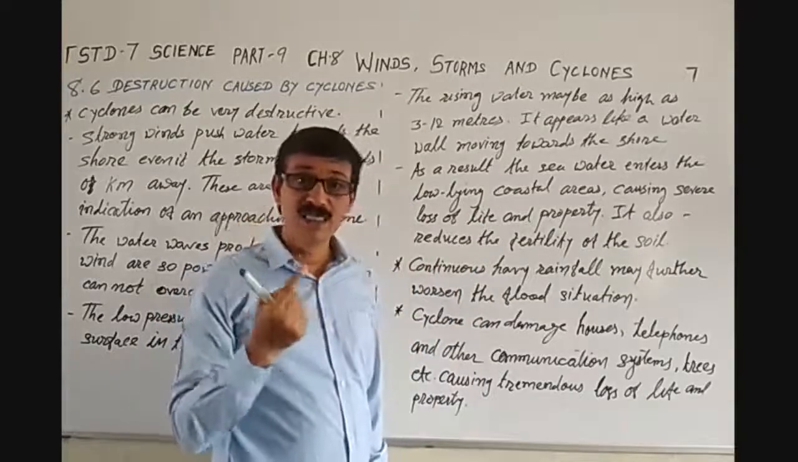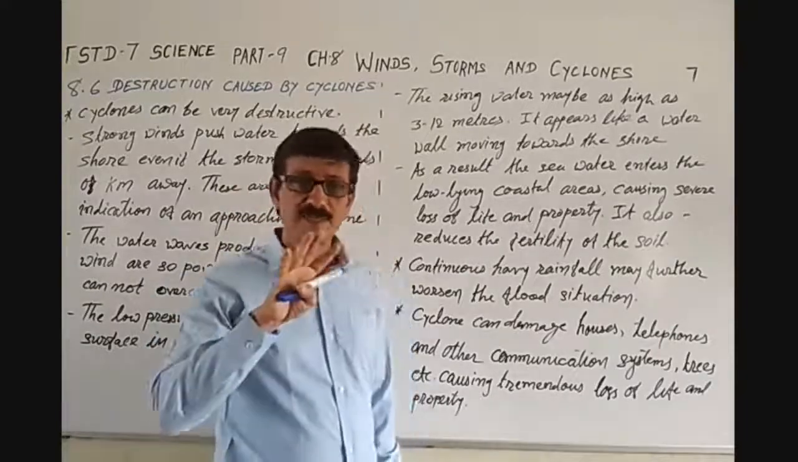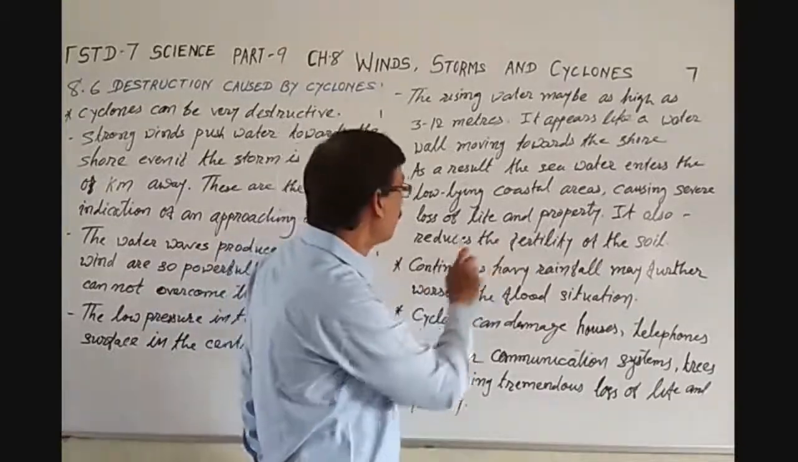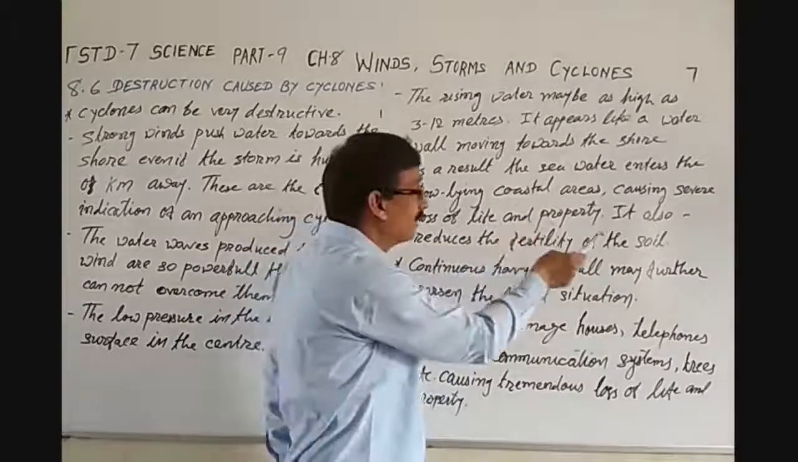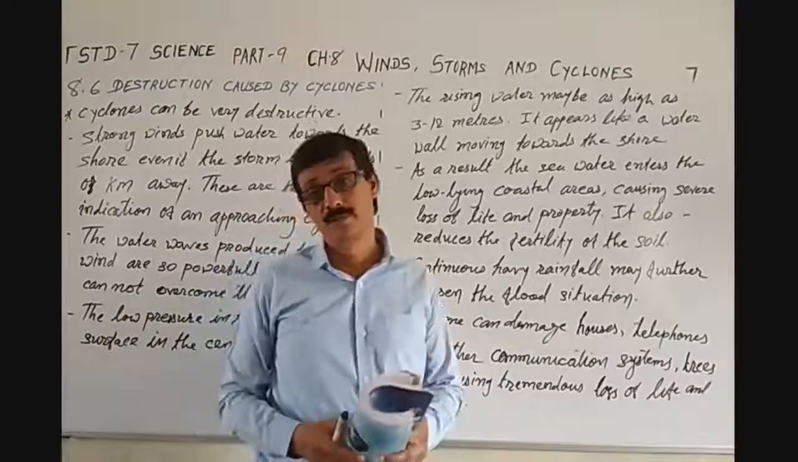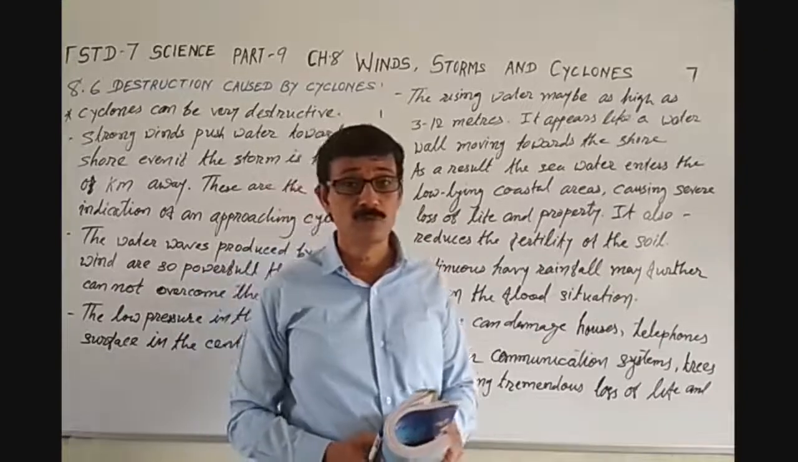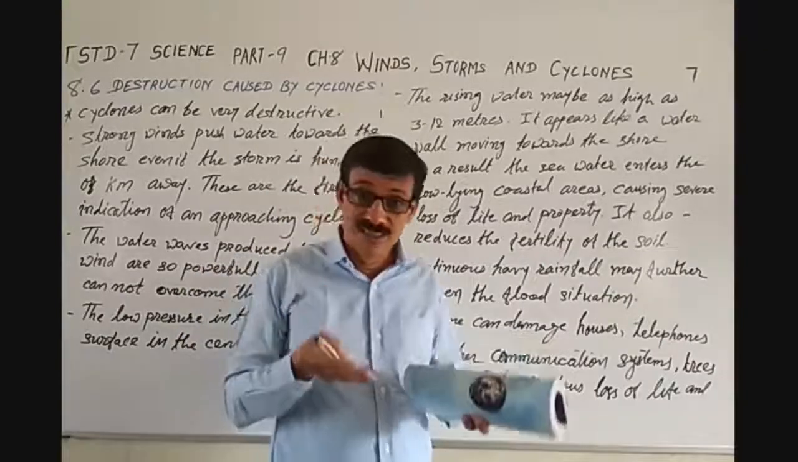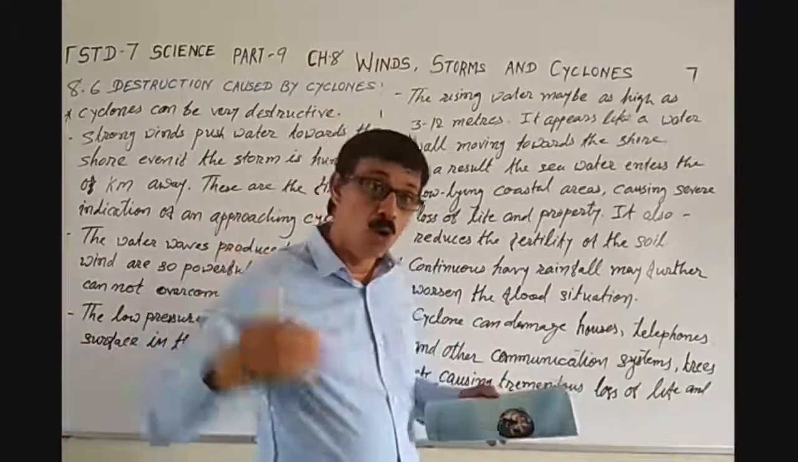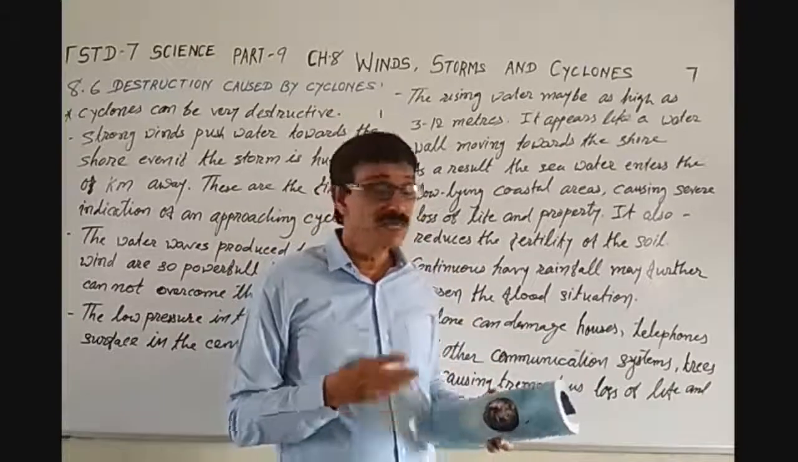पहले लॉस किसका होगा? सीवियर लॉस ऑफ लाइफ। कितने सारे आदमी लोग मर जाते हैं, ठीक है। And property, severe loss of life and property. It also reduces the fertility of the soil. How is it so? See, have you ever seen whether sea water is used, suppose, in farming? नहीं करते हैं। Why?